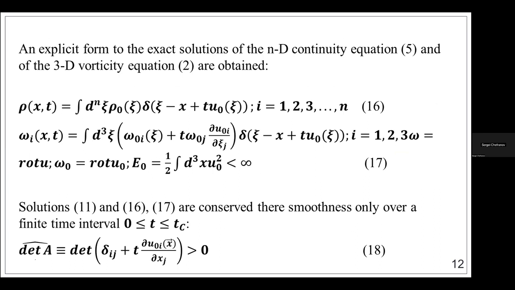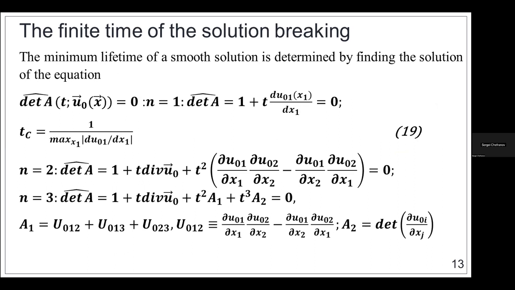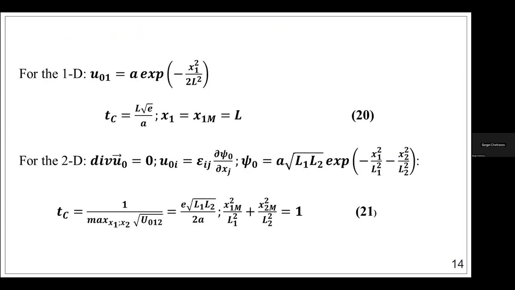This solution conserves smoothness only on a finite time interval, which is determined by this relation. For one-dimensional, two-dimensional, and three-dimensional cases, it is possible to obtain the minimal time of the Burgers solution. There is an example for the one-dimensional case, and for the two-dimensional case.